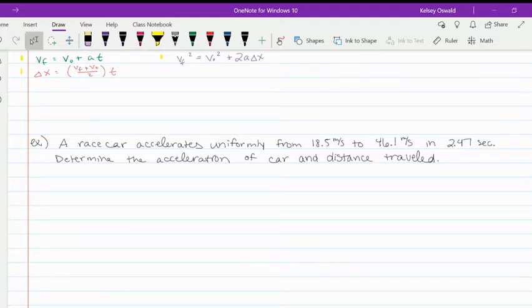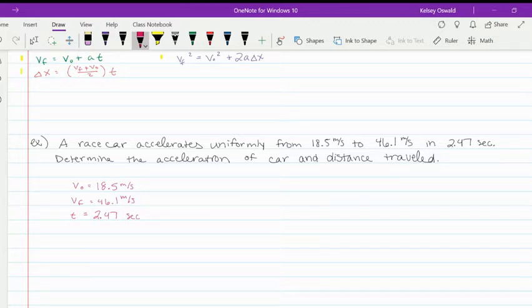A good place to start with these problems is to figure out what information we know. We have a variety of numbers given to us in this problem. We accelerate from 18.5 meters per second to 46.1 meters per second. What that tells me is that my initial velocity is 18.5 meters per second, and my final velocity is 46.1 meters per second. And this all happens in 2.47 seconds, so my time is 2.47 seconds.